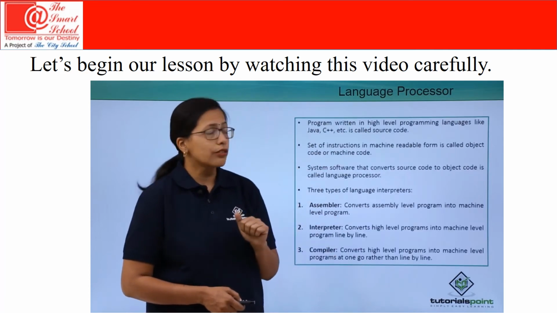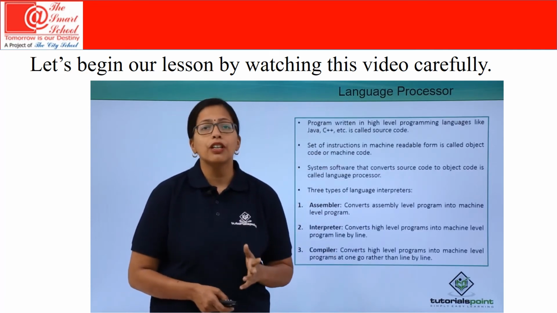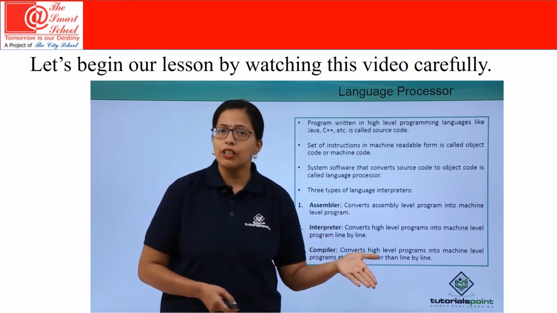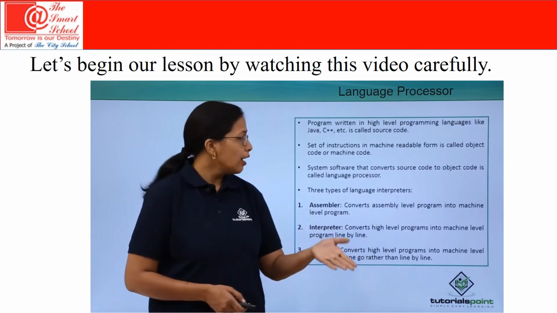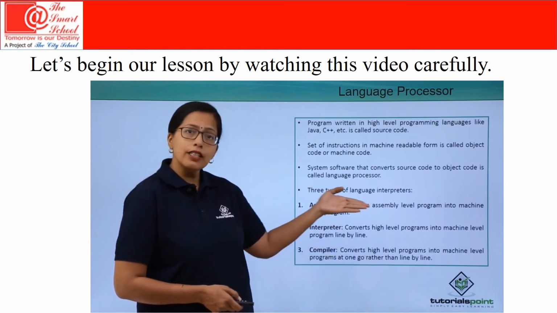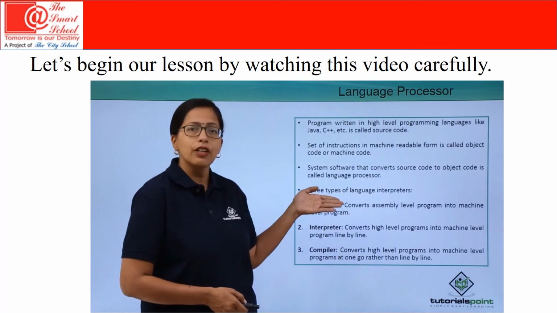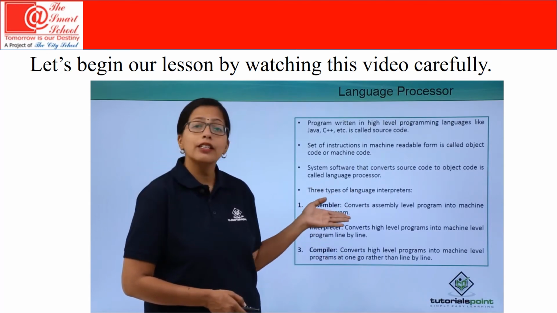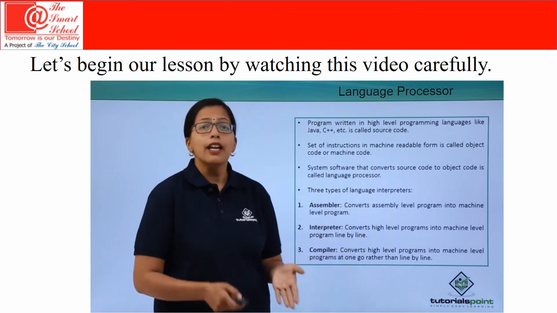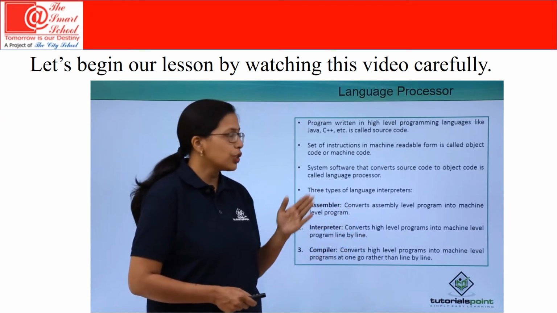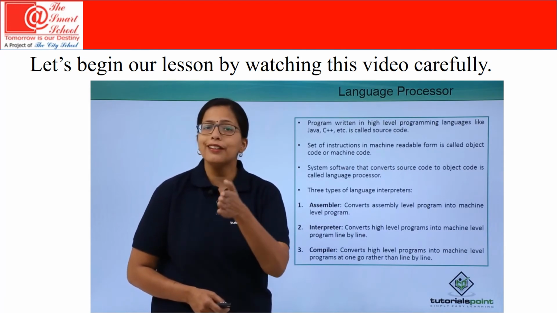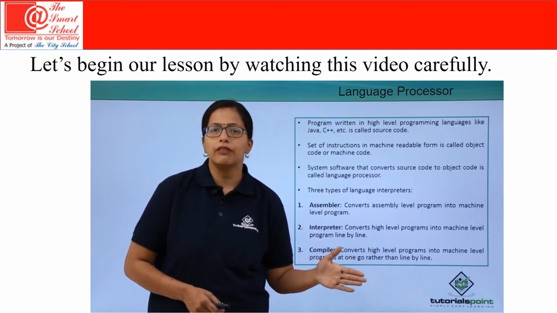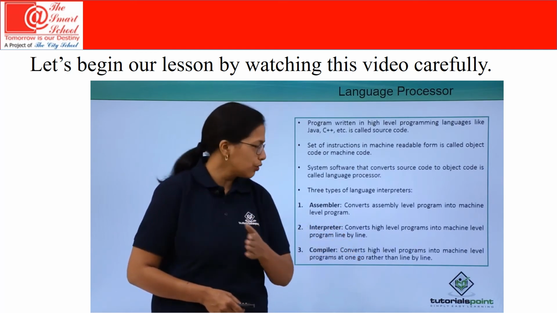What will a language processor do? A language processor will convert a high level language into an assembly level language or a machine level language that the computer can understand easily. For this processing, there are three types of language processors: assembler, interpreter, and compiler. What does an assembler do? It will convert an assembly level program into a machine level program. Remember that at the end, the instructions have to be in the machine level language so that the computer can carry out those instructions.